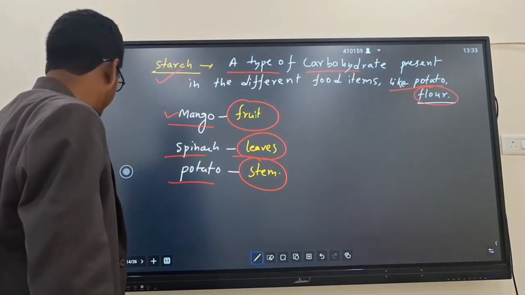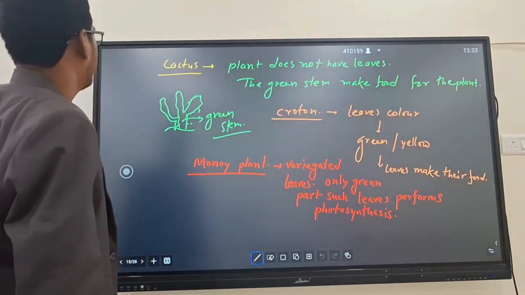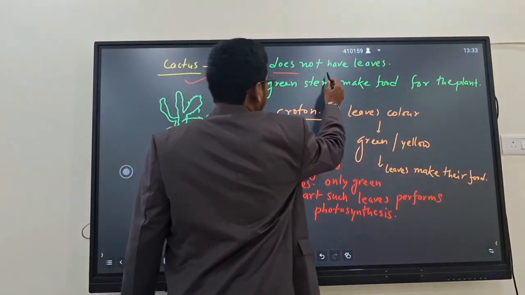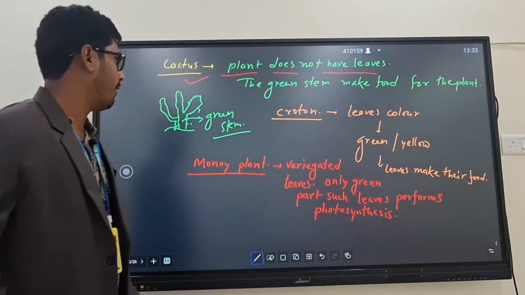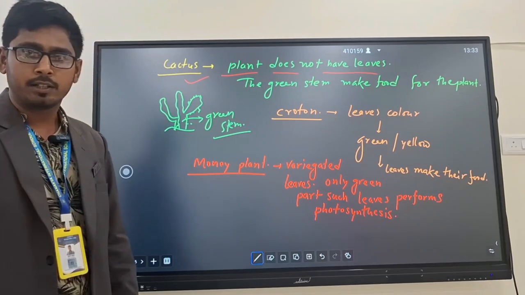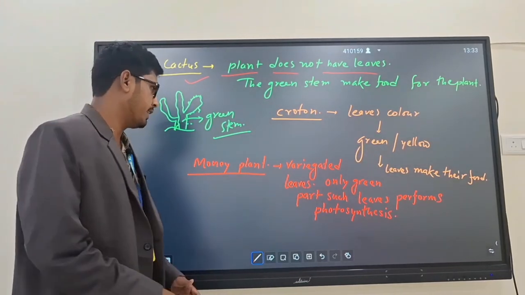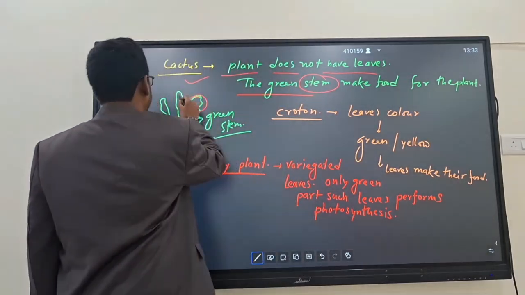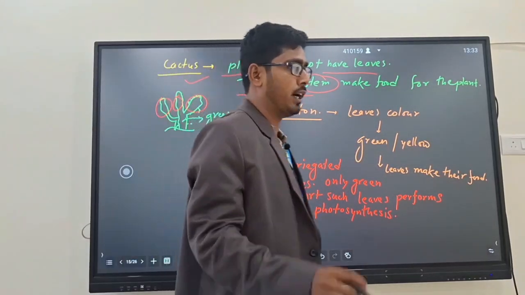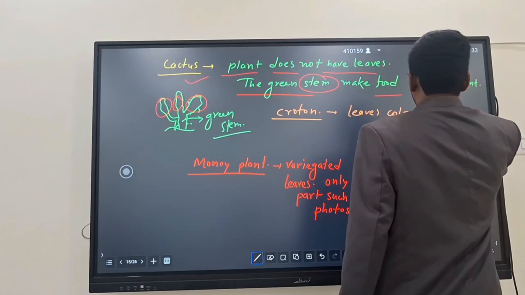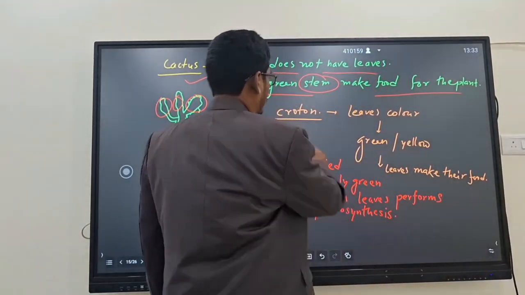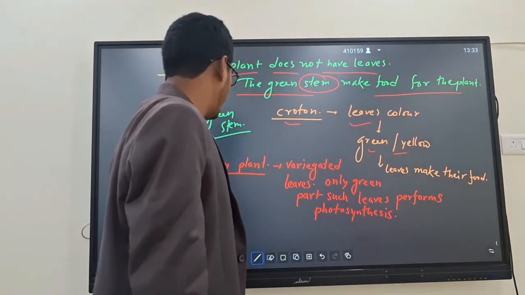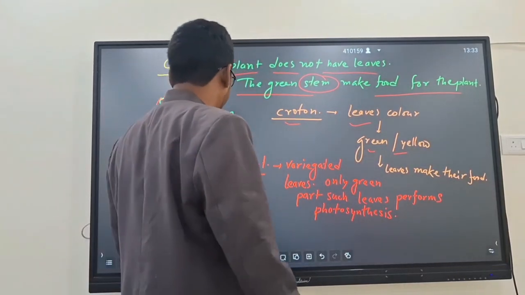Okay, next, cactus. Cactus plant does not have leaves. So does cactus do photosynthesis, yes or no? Yes, because the green stem will be there, that's why cactus does photosynthesis. Okay, now croton leaves, are they green or yellow? Croton leaves are green and yellow in color, so it also does photosynthesis.